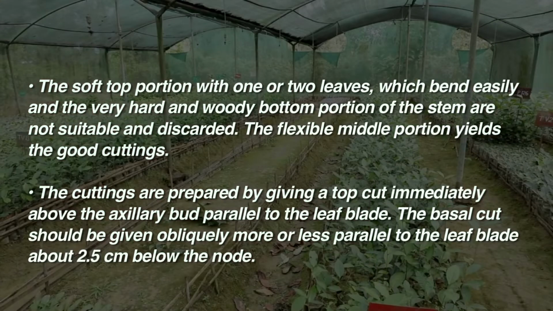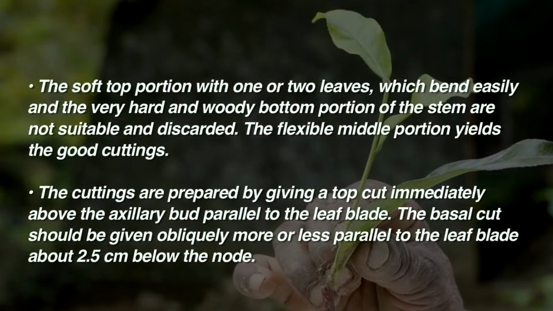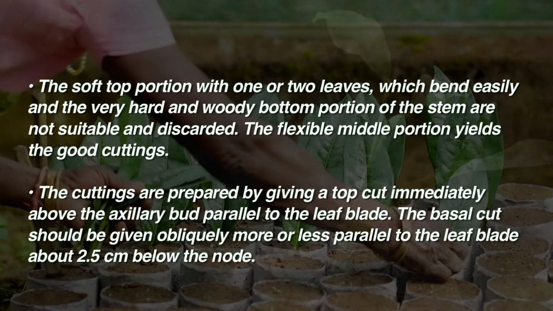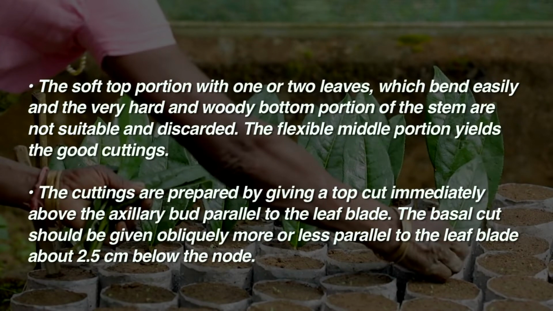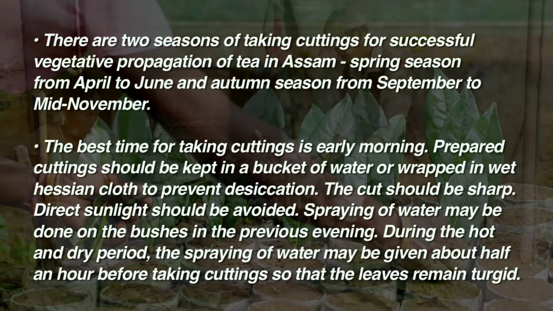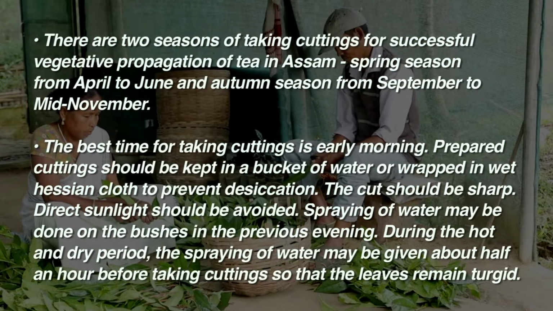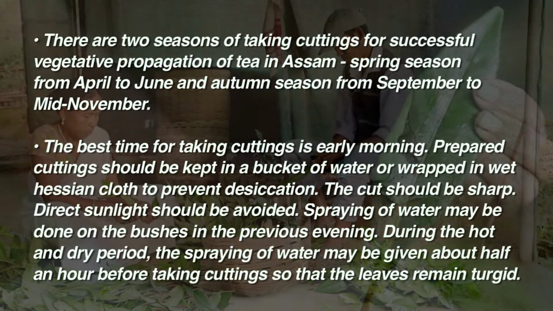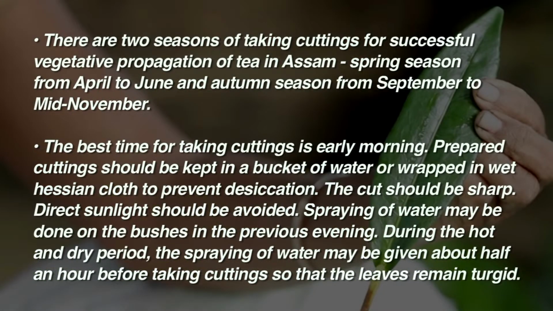The cuttings are prepared by giving a top cut immediately above the axillary bud, parallel to the leaf blade. The basal cuts should be given obliquely, more or less parallel to the leaf blade, with about 2.5 centimeters below the node. There are two seasons of taking cuttings for successful vegetative propagation of tea in Assam. That is, spring season from April to June and autumn season from September to mid-November.